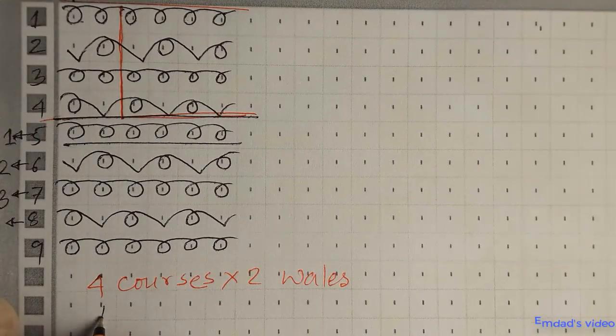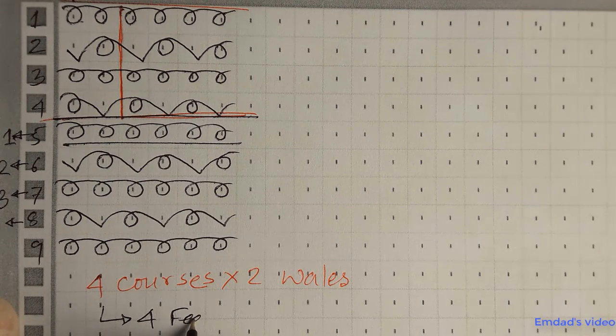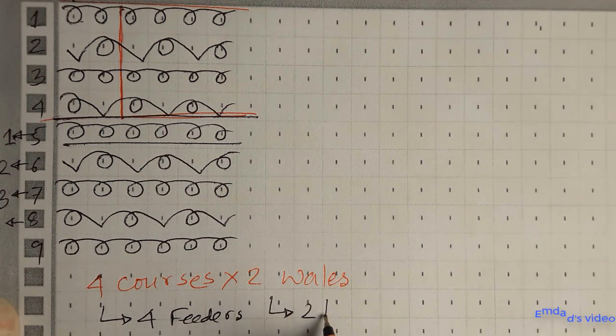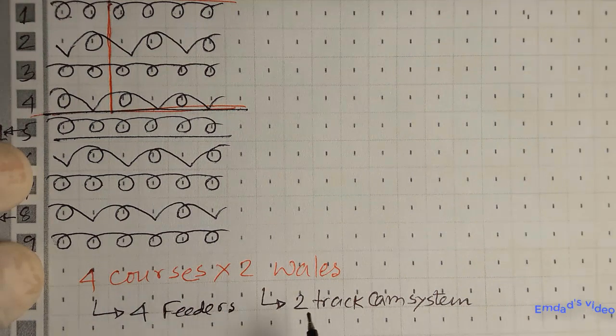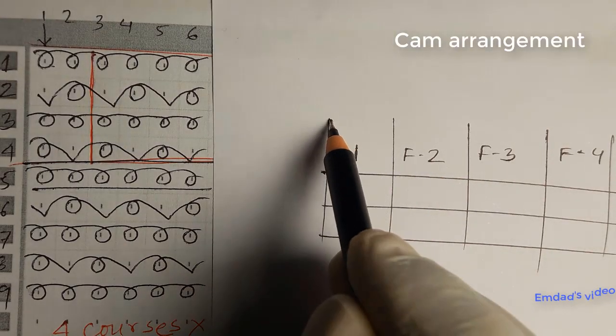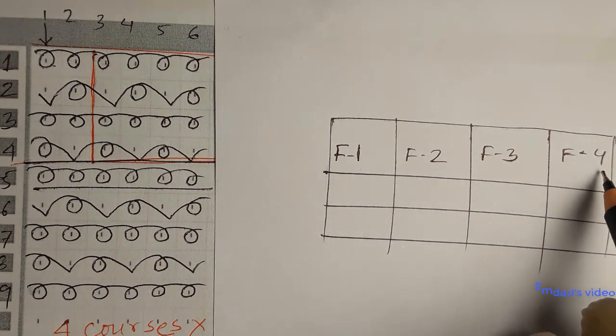Four courses denote that 4 feeders will be required for every repeat, and 2 wales denote that a 2 track cam system will be required for producing this structure. From these considerations, we can figure out the cam arrangement and needle arrangement also. So there are 4 feeders: feeder 1, feeder 2, feeder 3 and feeder 4.